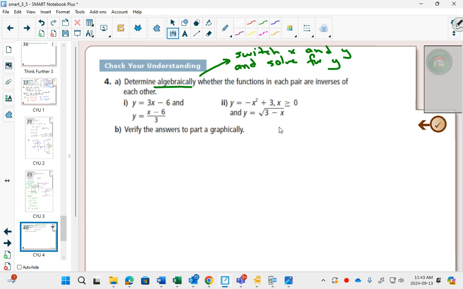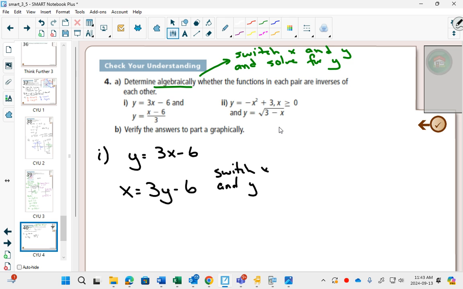So for part I, we have y equals 3x minus 6. If I want to find the inverse of this, I'm going to switch x and y and write x equals 3y minus 6. I then can get y by itself by adding 6 to both sides and then finally dividing by 3. And I get y equals (x plus 6) divided by 3. Does that match perfectly? No.